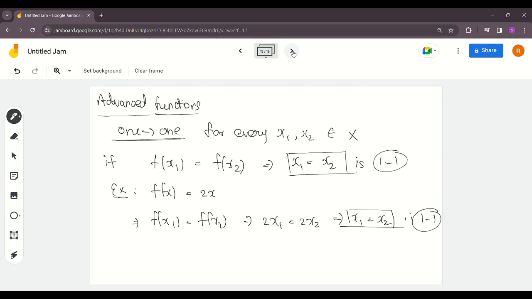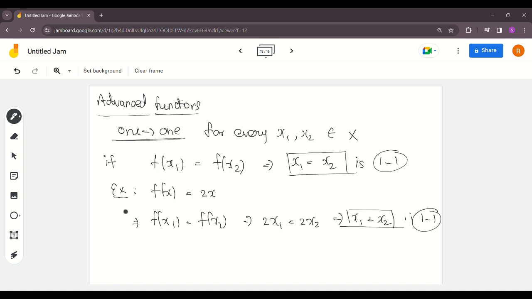And advanced functions, I have given you 1 to 1, check for 1 to 1, and we have already checked from the function mapping diagram how a 1 to 1 function and an onto function look like. But here it is an advanced check which you have to use for your 12th grade to solve the questions. For every x1, x2 belonging to X, f(x1) equal to f(x2). If it is equal, then x1 should be equal to x2. If this is satisfied, then it is a 1 to 1 function.